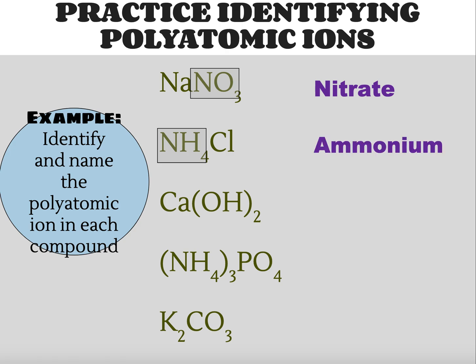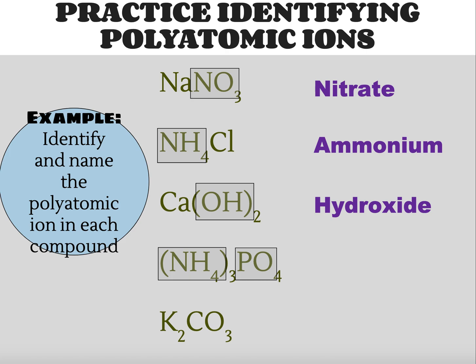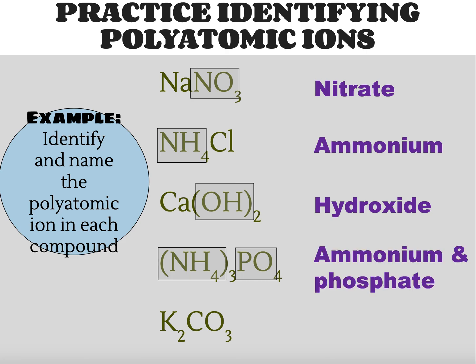Next, this one's a little easy because it's in parentheses. We have the OH. If you look on the pink sheet, OH is called hydroxide. In this next one, we actually have two polyatomic ions, the NH4 and the PO4, which is ammonium and phosphate. And the last one is CO3, which is carbonate.